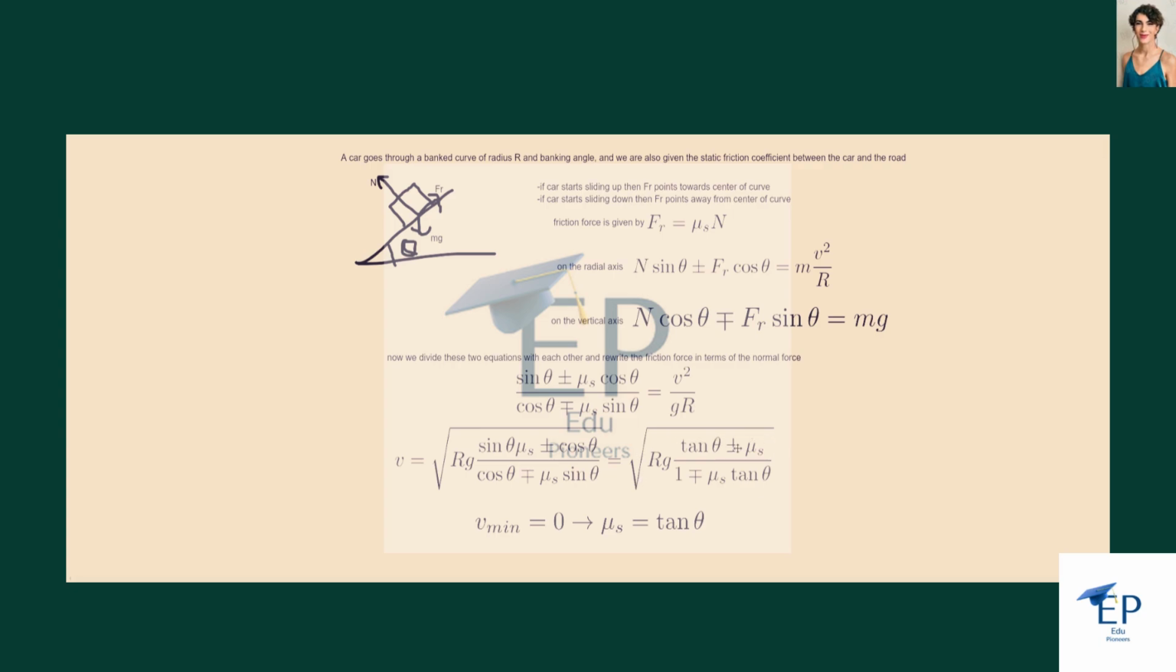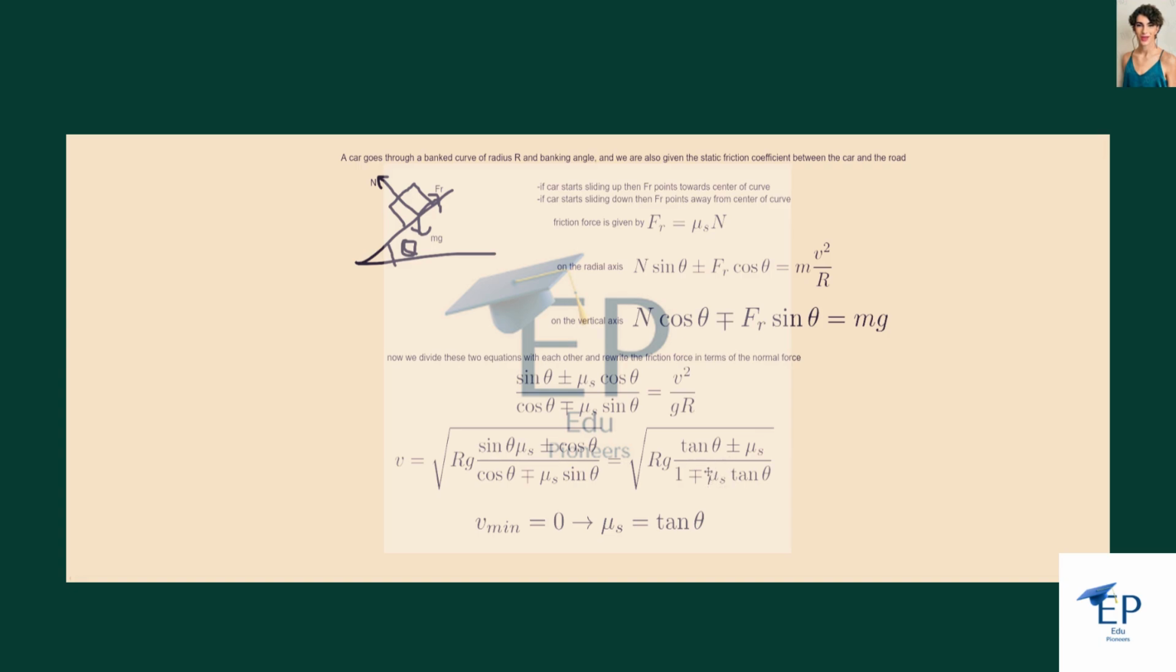Now, the minus sign corresponds to the smallest possible speed. Remember, when we have a plus here, we have a minus here, and when we have a minus up here, we have a plus down here. We want the minimum velocity, so we're going to take the case where there's a minus here and a plus here. That's going to be smaller than the other case. You can confirm it numerically by yourself if you want to be convinced.